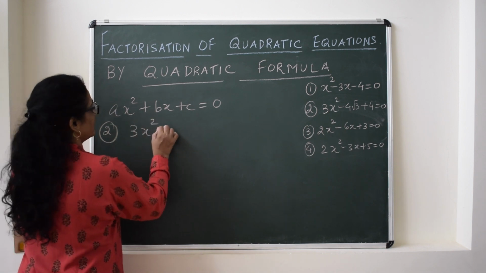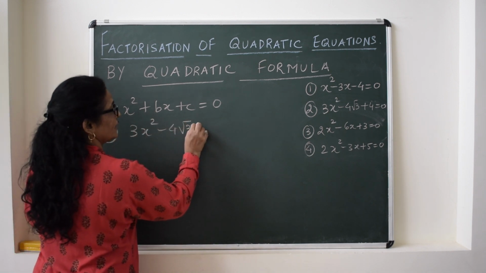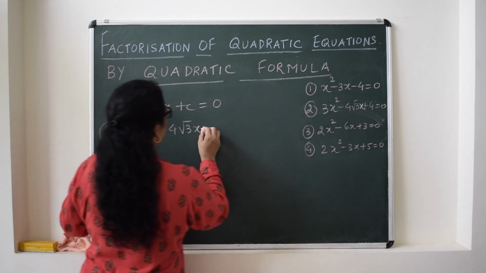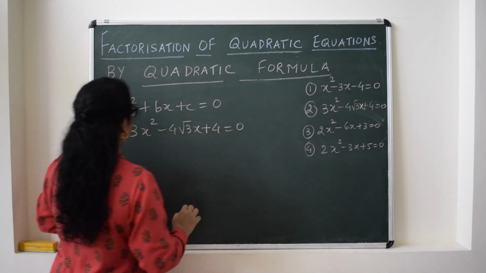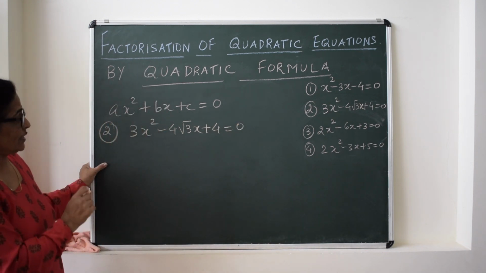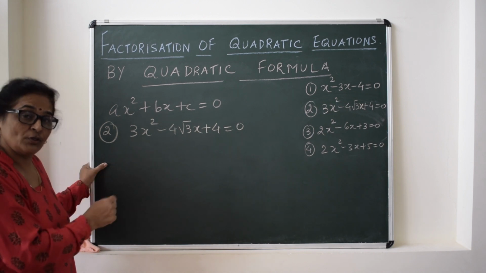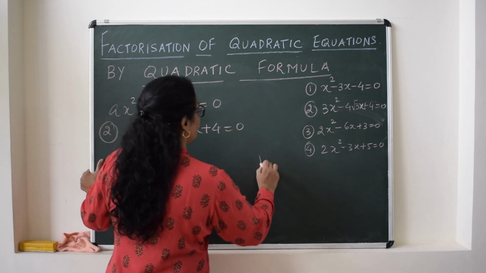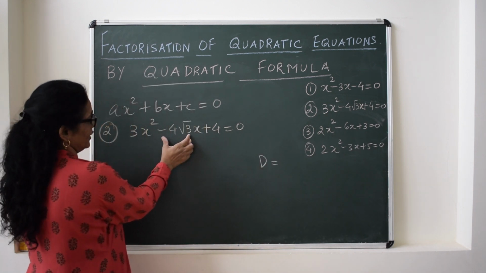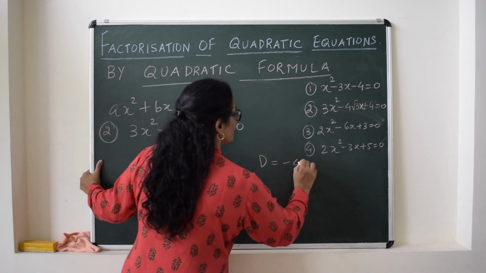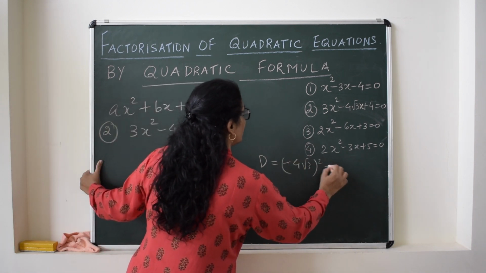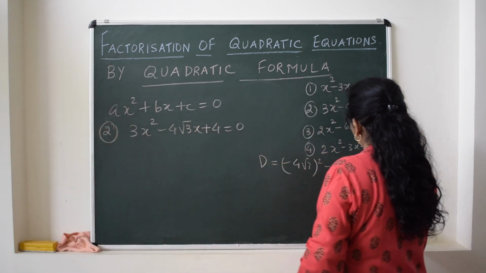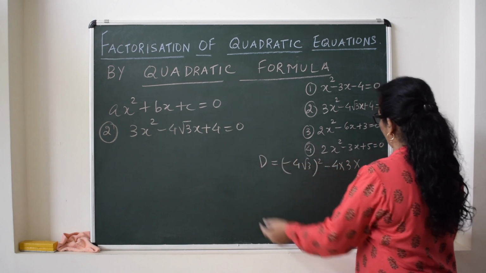3x square minus 4 root 3 x, here is x also, plus 4 is equal to 0. What we had observed, everything is based on D. So before you start finding out the roots, you calculate D and then proceed. So here D is b square, here b is minus 4 root 3. So minus 4 root 3 square minus 4ac. Here a is 3 and c is 4.